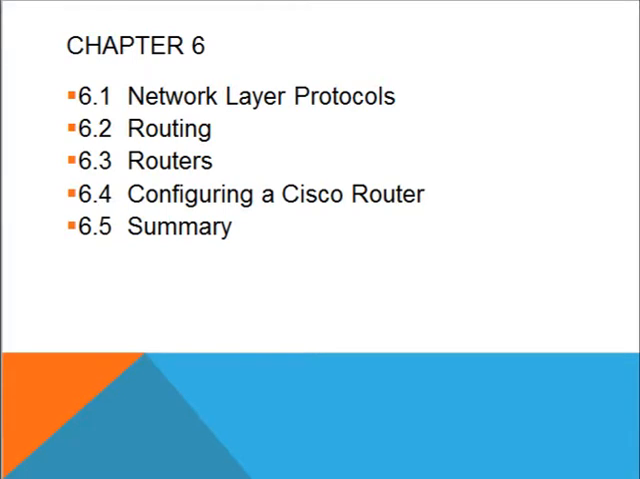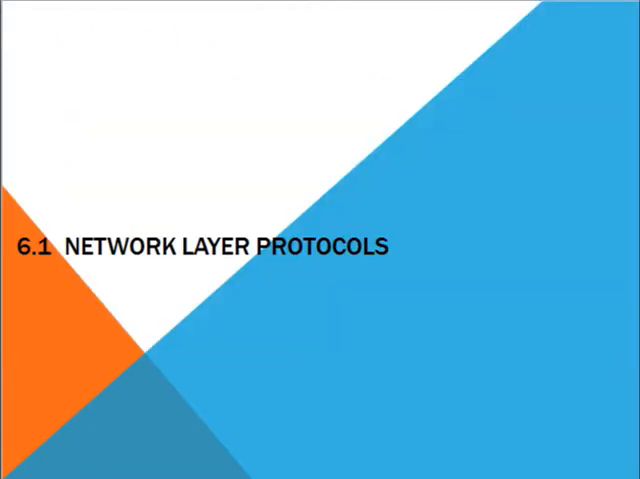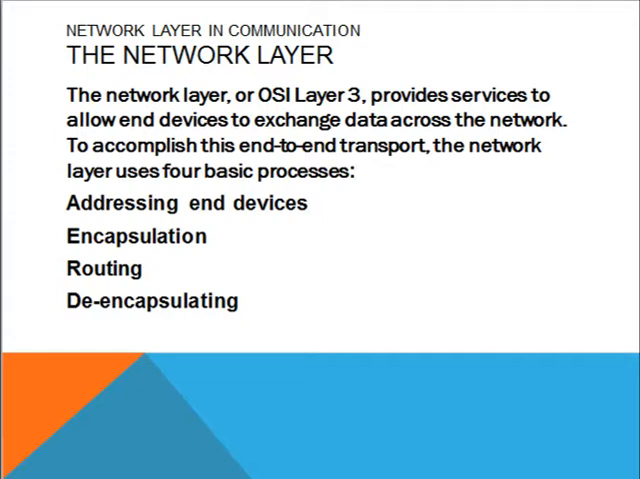So this chapter, these are the few points that we're going to cover. The network layer is actually the OSI layer 3 network. It provides the services to allow the end devices to exchange data across the network. In order to do this, it has to accomplish the 4 basic processes, namely the addressing of devices, encapsulation of data, routing of information, and finally the de-encapsulation of the data packet.